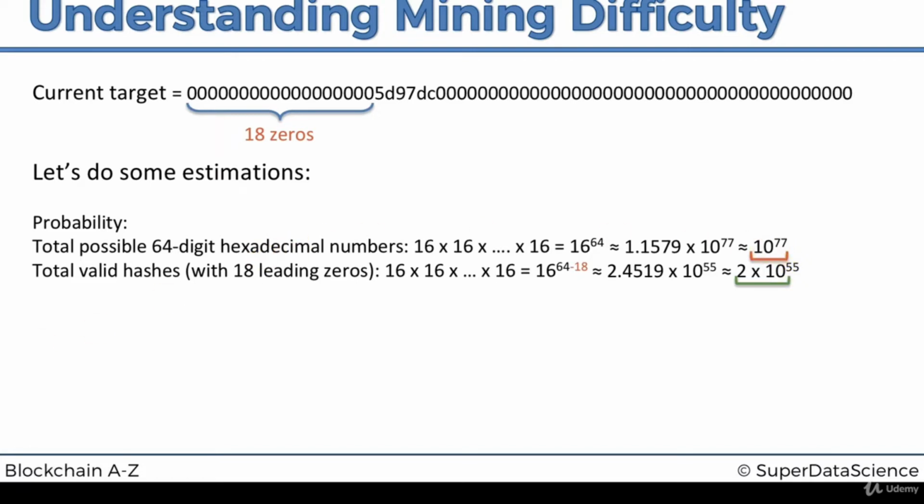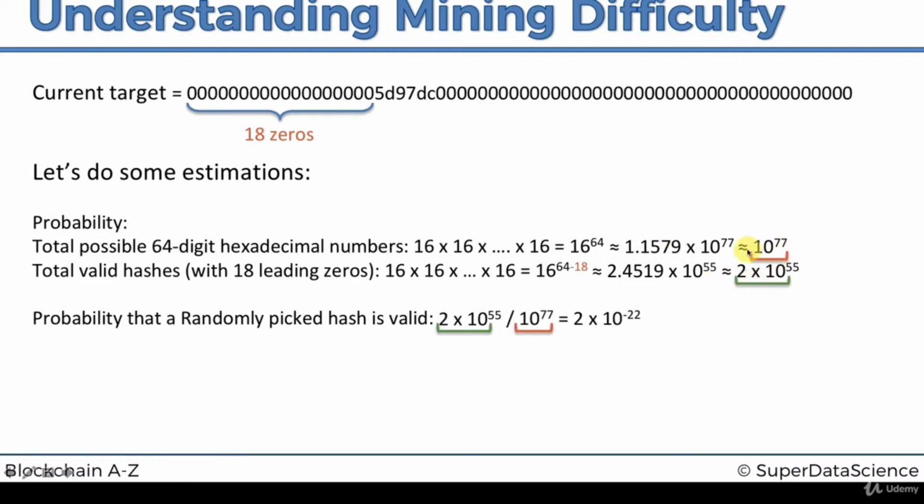And so the probability that a randomly picked nonce is going to generate a valid hash, or be a golden nonce, is 2 times 10 to the power 55, that number divided by that number. That's what we were after. That's the feeling. So just look at that number.